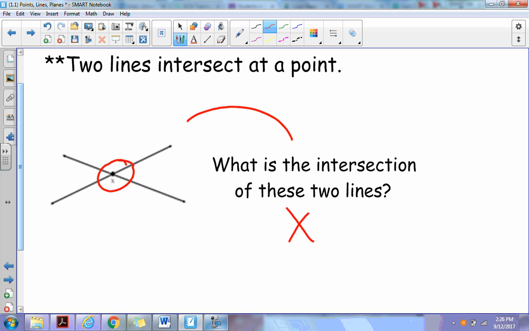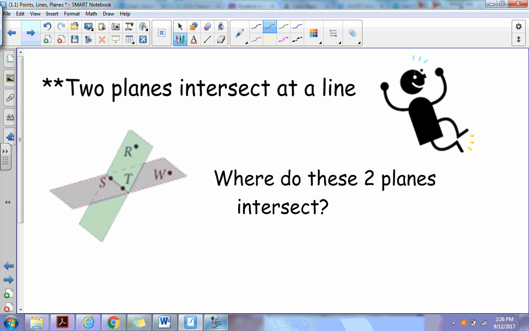Okay. Another geometry rule. Two planes are going to intersect at a line. So you can see here I have a green plane and a purple plane. What do you think? S and T. Right. So you would call it line ST. There's the connection.